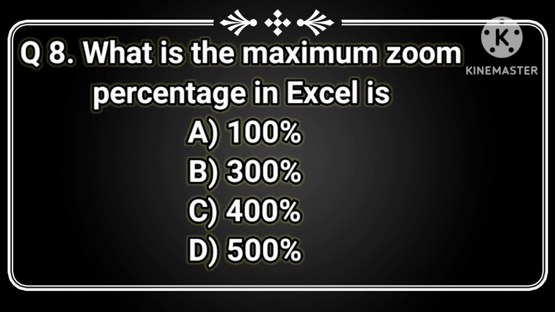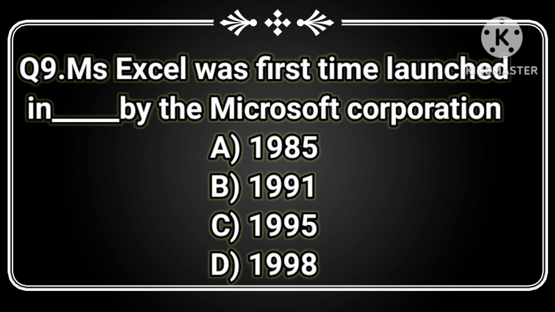Question 8. What is the maximum zoom percentage in Excel? A. 100%, B. 300%, C. 400%, D. 500%. Correct option is option C, 400%. Next question. MS Excel was first launched by the Microsoft Corporation in?